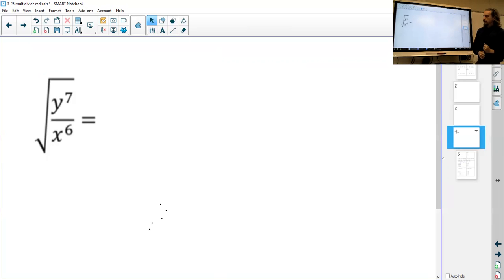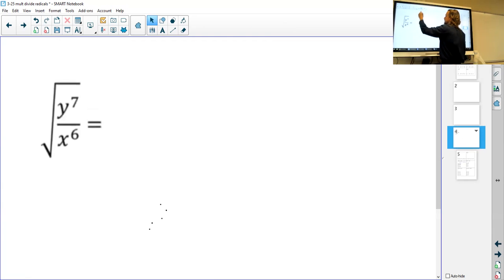Okay? So the first thing you always do, you look at your problem, you say, can I simplify this at all? You always want to simplify before you do anything extra. The simpler we can make our original fraction, our original division problem, the less work we're going to have to do later on. In this case, all I have is y to the 7th, x to the 6th. I can't do anything with that because they are different variables.